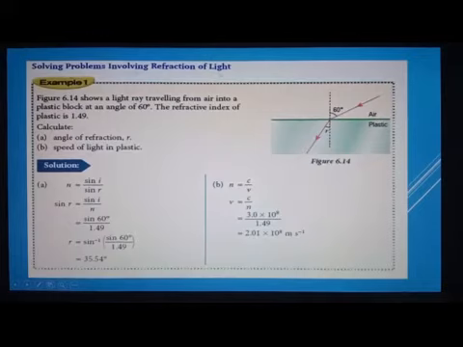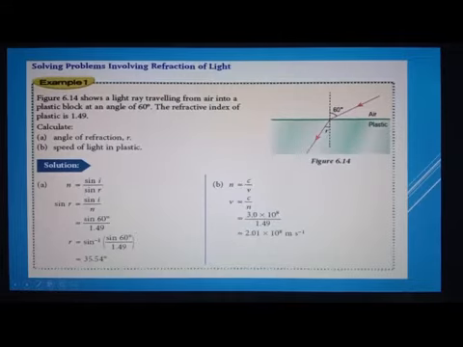Now look at problem solving, because we have discussed a few formulas. Okay, let's look at example 1. Figure 6.14 shows a light ray traveling from air into a plastic block at an angle of 60 degrees. The refractive index of plastic is 1.49. Calculate A, the angle of refraction. Now, from air to plastic, we can use the formula from Snell's law, n equals sine i over sine r.